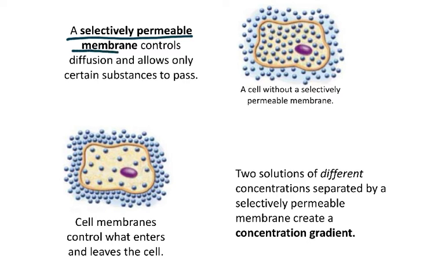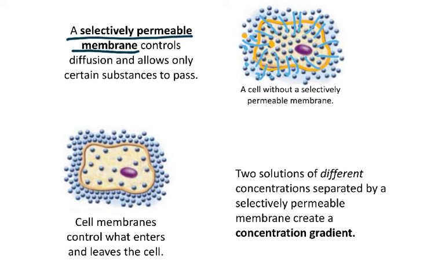One example of this type of membrane would be a cell wall or cell membranes, right? It can control diffusion and allow only certain substances to pass. So if a cell didn't have a selectively permeable membrane, like the picture here in the top right, then the concentration of everything inside would be the same as the concentration of everything outside, right? Then they would diffuse in and out until there was equal concentration.